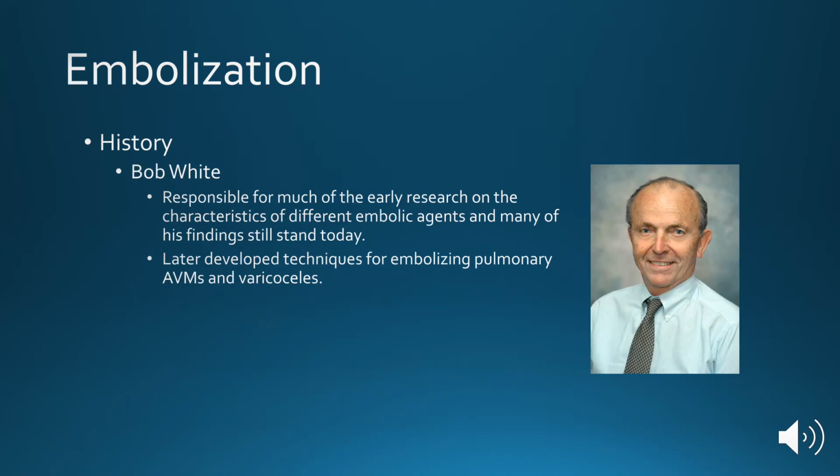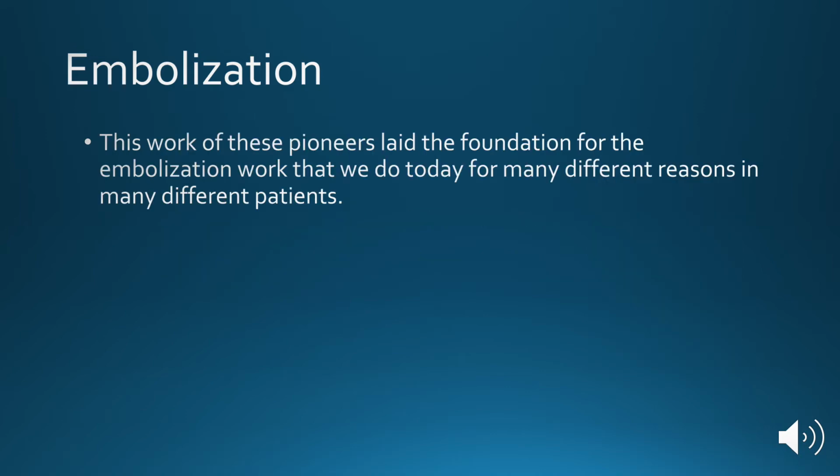And finally, Bob White is someone whose work I like to read because he was responsible for much of the early research on the characteristics of different embolic agents, and many of his findings still stand today. He then became known for developing techniques for treating pulmonary AVMs and varicoceles. It was the work of these pioneers that laid the foundation for the embolization work that we do today for so many different reasons in so many different patients.